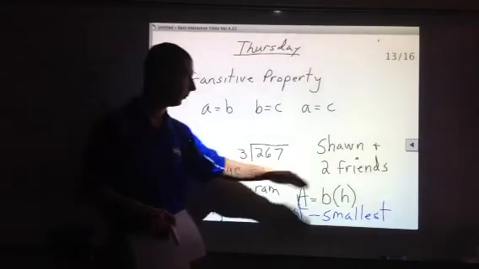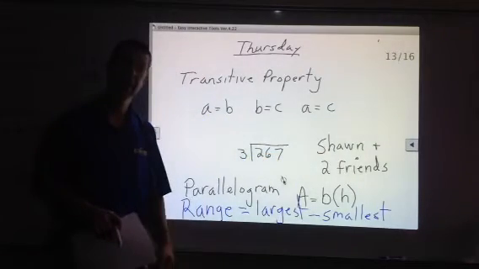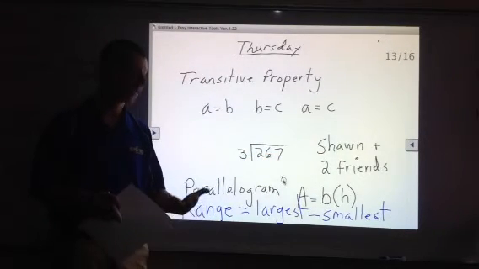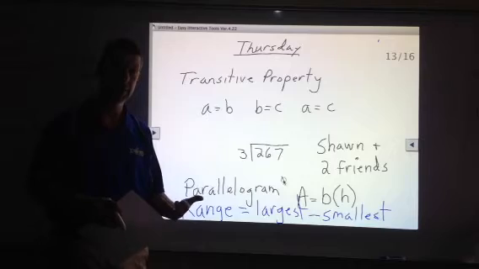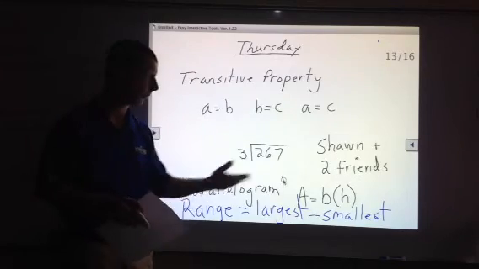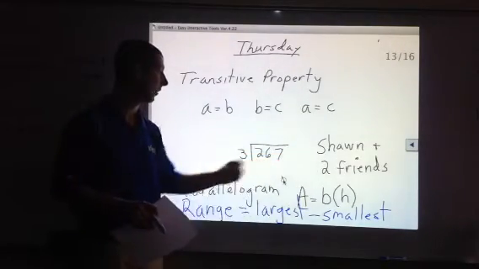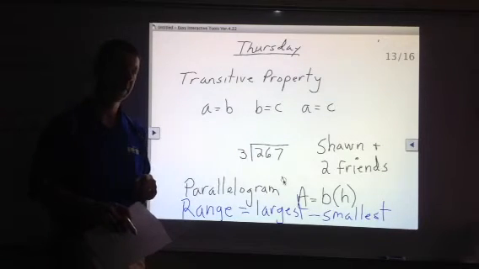Okay, here is one that they try to fool you on a little bit. It says Sean and 2 friends are driving to Detroit, and they want to split the driving time up equally. Well, there's 3 of them, Sean plus the 2 friends. So you've got to divide 3 into 267.